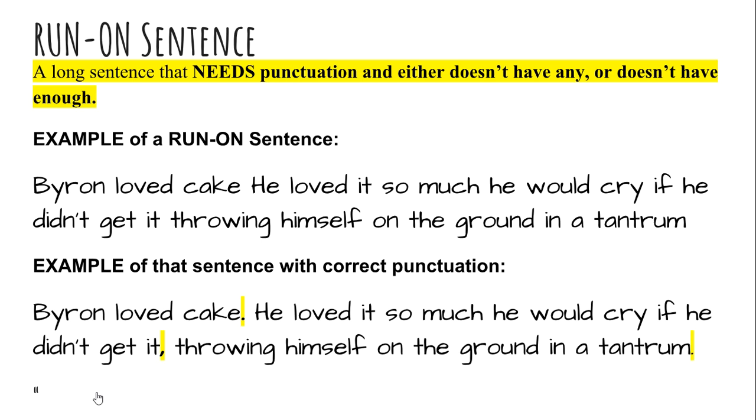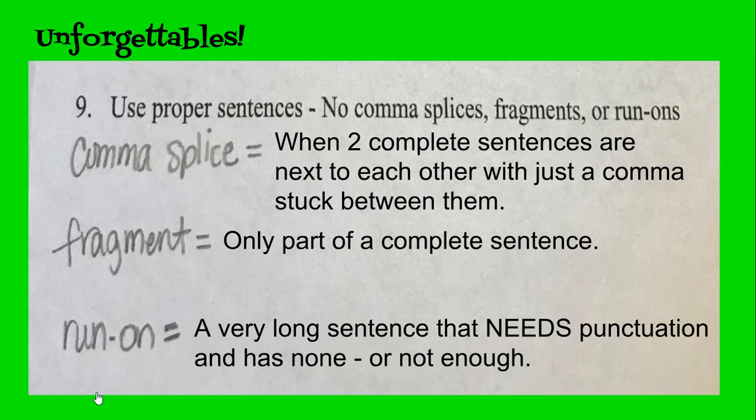Now you might go, is that a comma splice? No, because throwing himself on the ground in a tantrum, if it was its own sentence, would be a fragment. So it needs another sentence. So it's not two sentences stuck together with a comma. It's an independent clause with a dependent clause stuck on it. You do need the comma. And the period, of course, at the end. We are going to work on all three of those. So we're going to work a lot on comma splices, fragments, and run-ons.